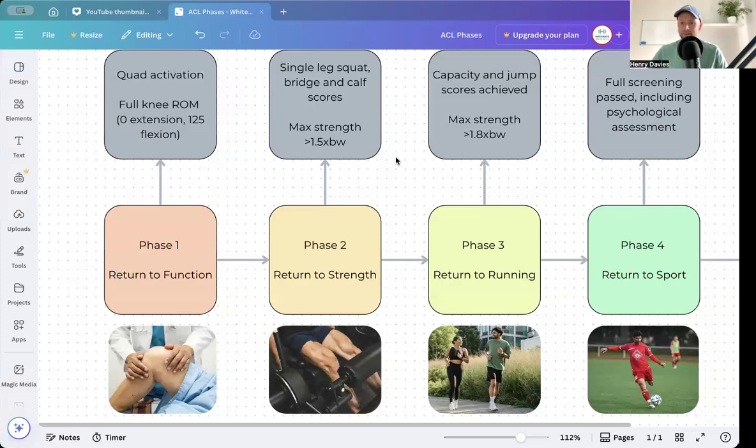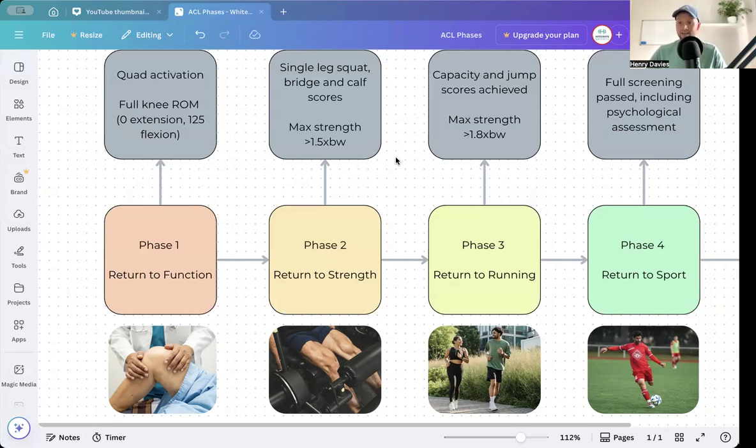Now, there's two aspects to this. One is max strength, so things like back squat and single leg press scores. We're looking for over 1.5 times body weight. So if you weigh 60 kilos, we're looking for a 90 kilo 1RM. Or if you're 100 kilos, we're looking for 150 kilos.